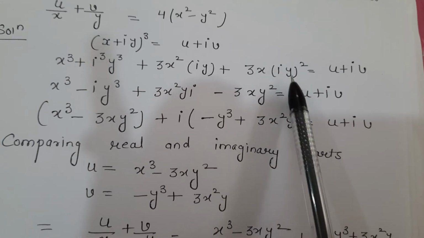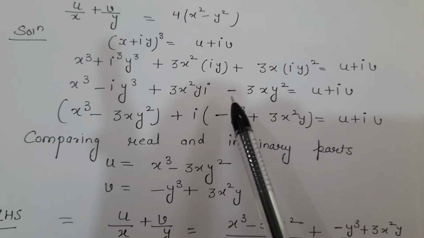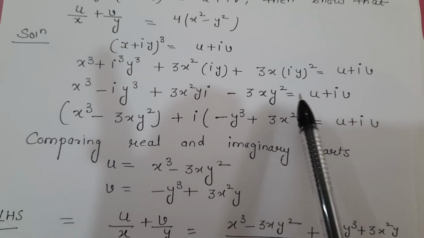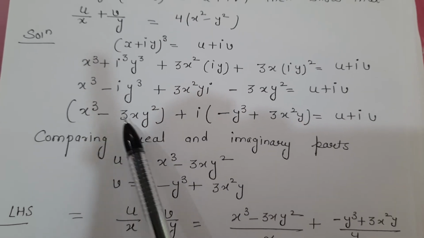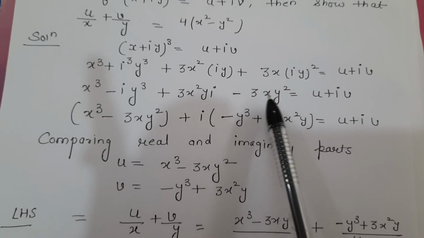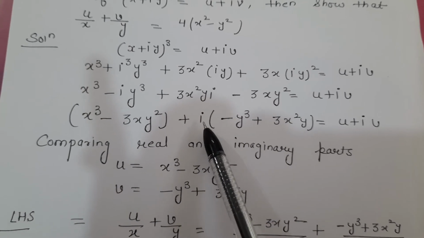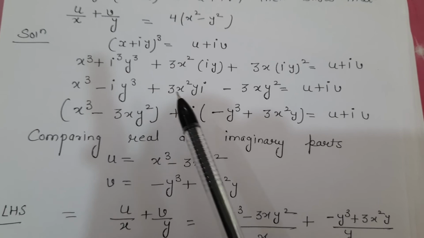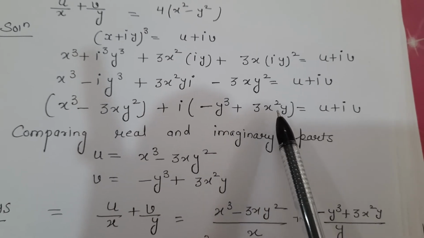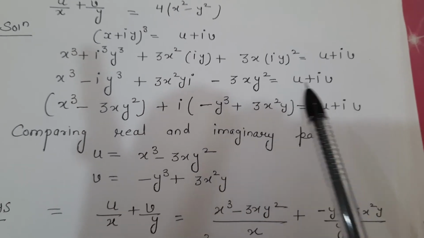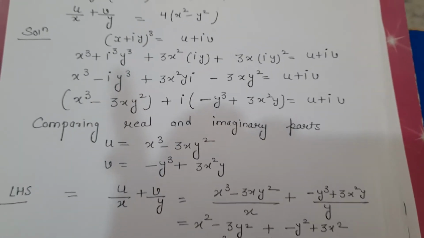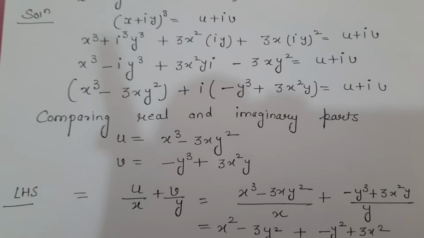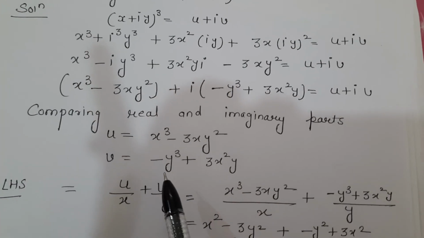Here iota square is minus 1. So this is minus 3xy square. Now separate real and imaginary part. This is your real: x cube minus 3xy square is the real part. The term with iota, we have minus y cube plus 3x square y. This is the imaginary part. This is equal to u plus iota v. Now compare the real and imaginary parts on both sides. We have the value of u and v.